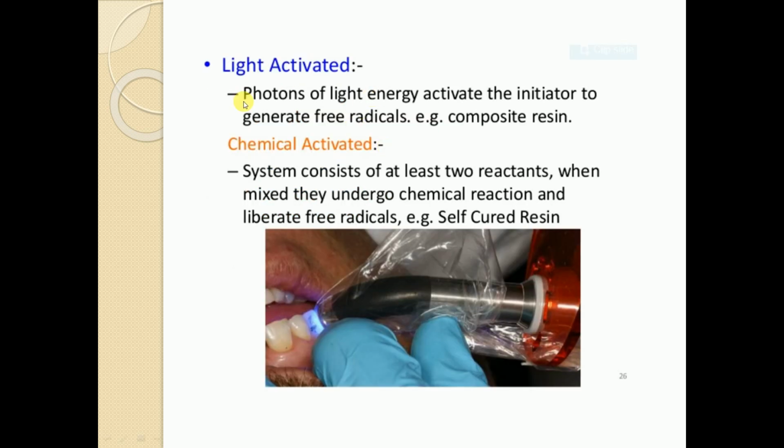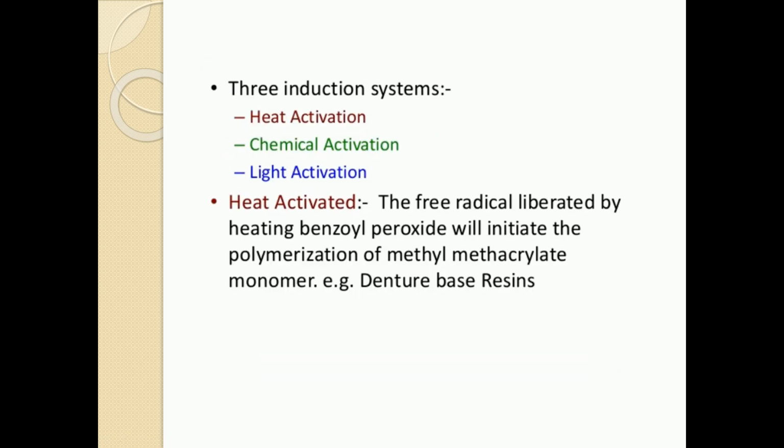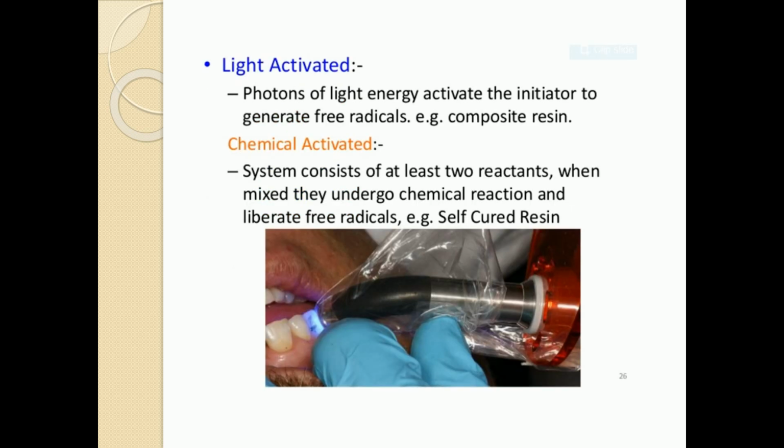Coming on to the light activated, in this the photons of the light energy activate the initiator to generate the free radical. What is the initiator? It is benzoyl peroxide. An example is composite resin. Coming on to the chemically activated, the system consists of at least 2 reactants. When mixed, they undergo a chemical reaction and liberate free radicals. An example is self-cured resin.